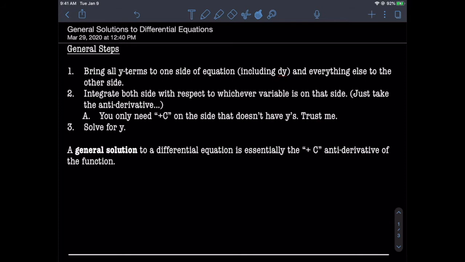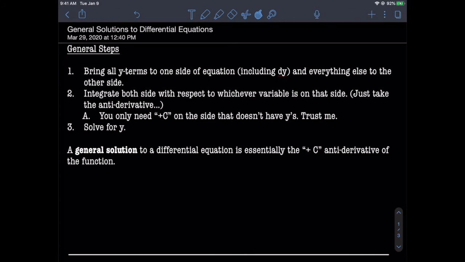If you came here today to talk about the separation of variables technique for finding general solutions to differential equations, I have good news for you. That's exactly what we're going to be talking about. Okay, why don't we go ahead and talk about the general steps of this very wonderful strategy.